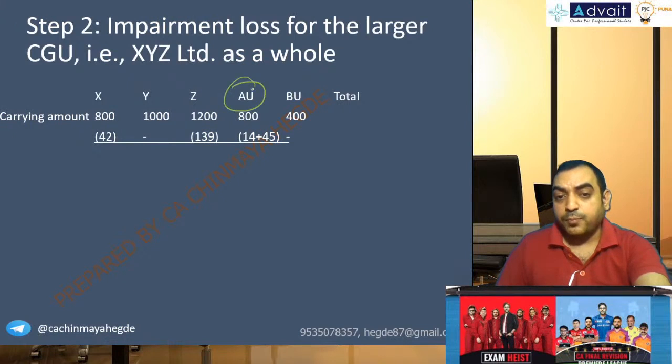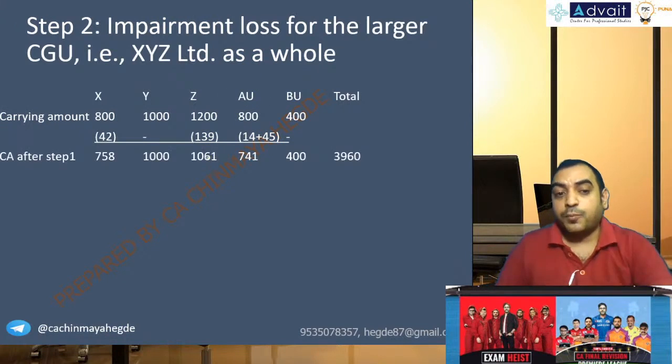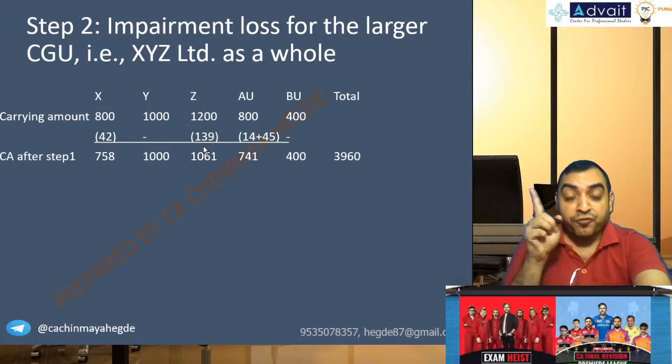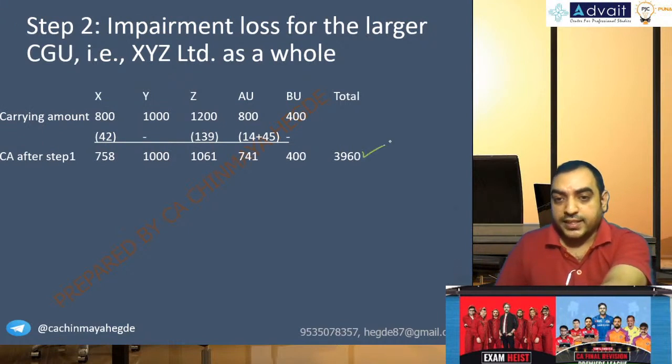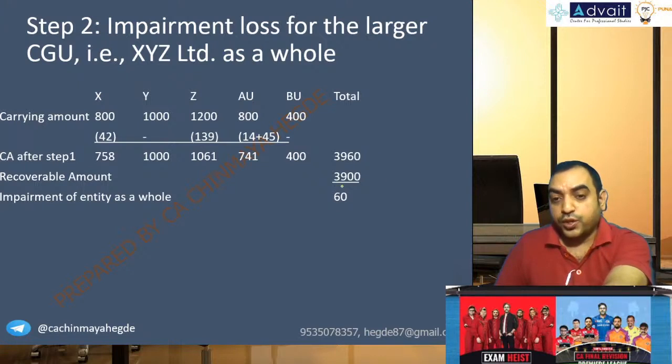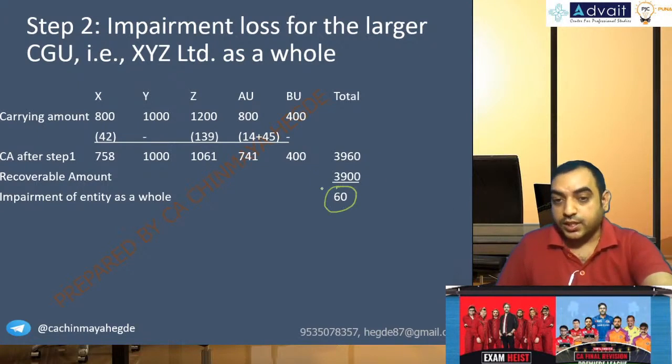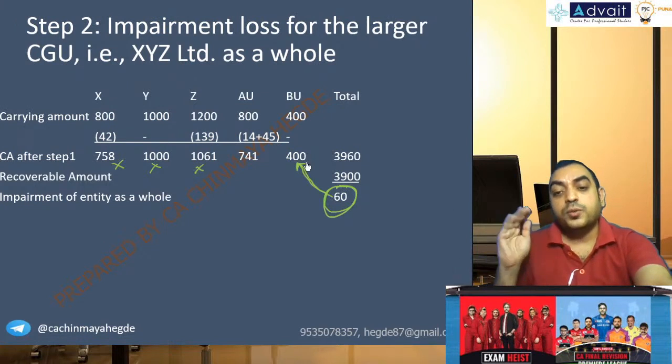Those amounts you subtract from AU. BU we did not know the amount. Revised amount we get. Remember, revised carrying amount after impairment in test 1 at level 1. You get a total of 3960. Recoverable amount is 3900, so you get an impairment for the entity as a whole of 60, which will be allocated to BU, because X impairment test is already done, Y impairment is anyway not possible, Z impairment test is already done. Therefore, this amount will now be allocated to BU.